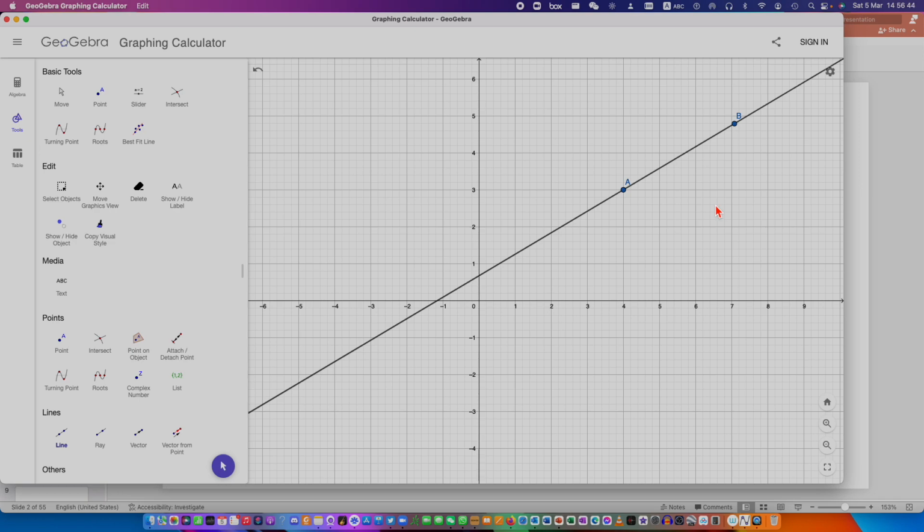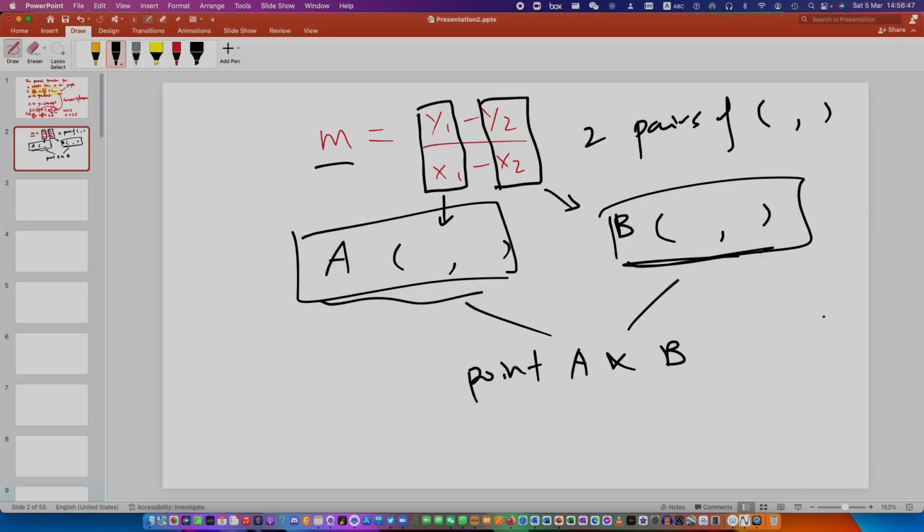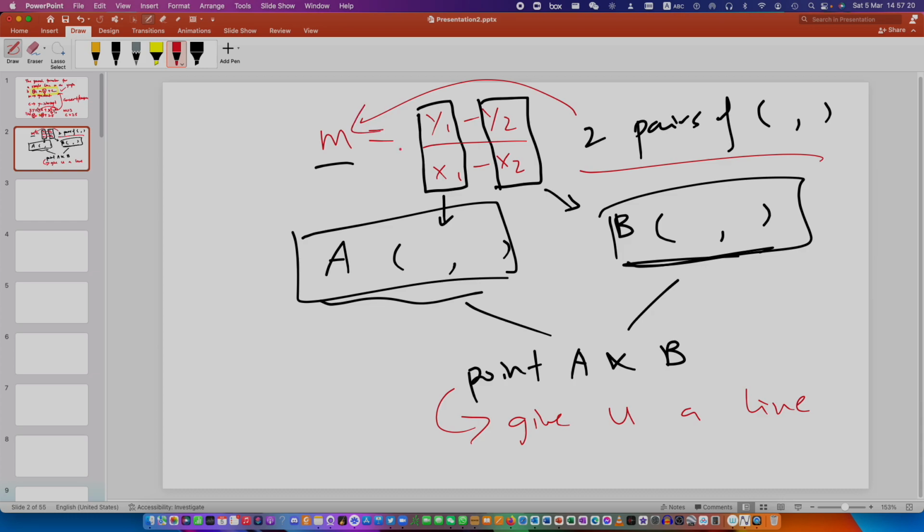So therefore, I have just explained to you why you need at least 2 points to get a line. 2 points give you a line. When you don't have 2 points, you cannot get a line. Are you clear? Okay? So that's the reason why you need two pairs of x and y. Then only you have a gradient.